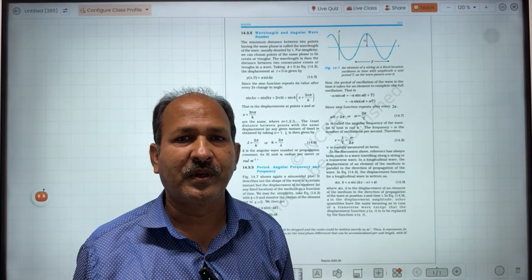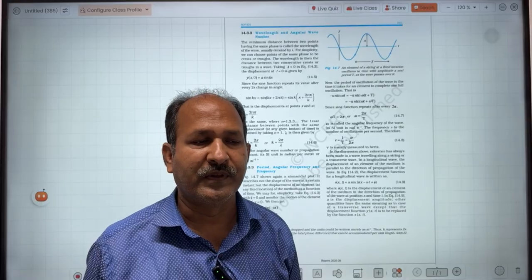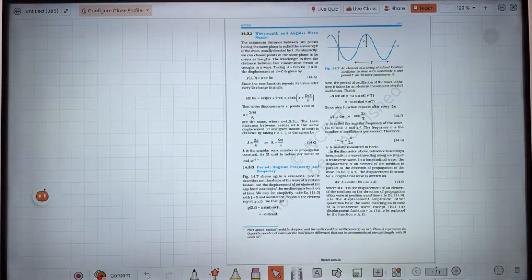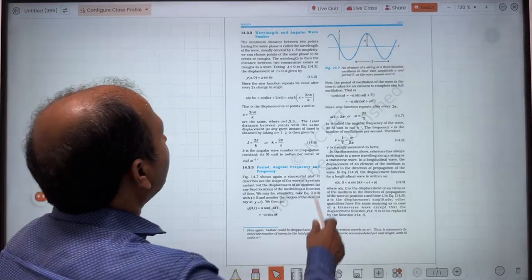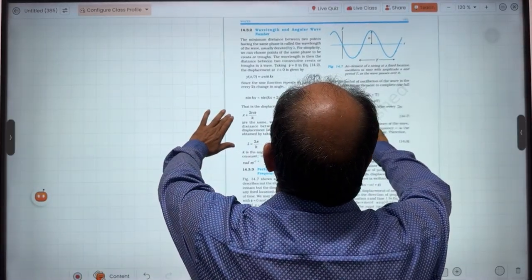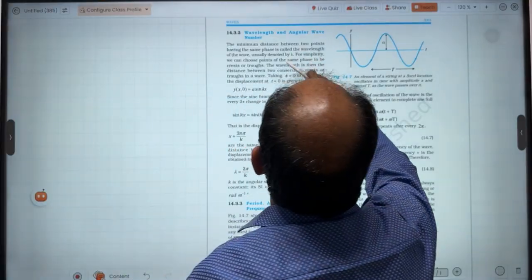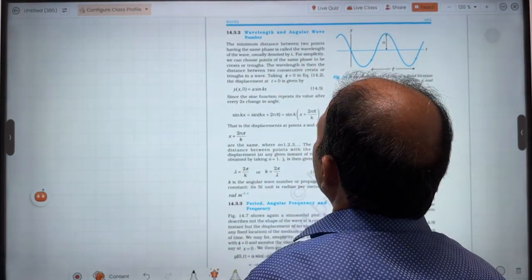We are going to continue with the chapter Waves, class 11th physics. In the previous lecture, we studied the basics. Now we are going to continue with wavelength and angular wave number.